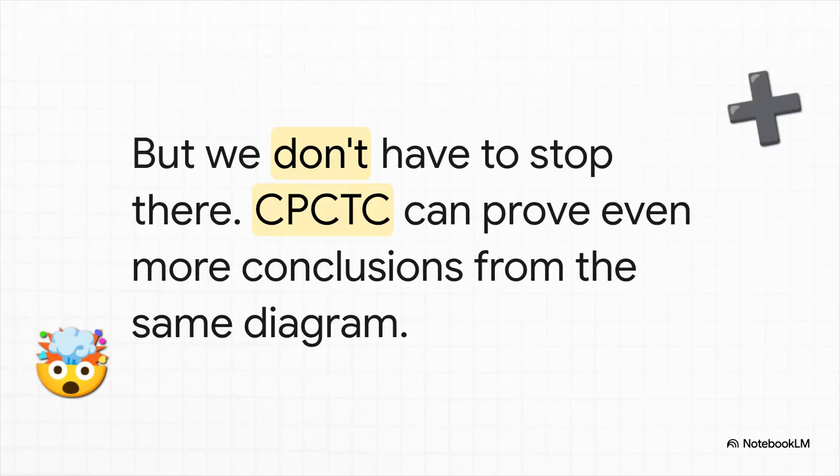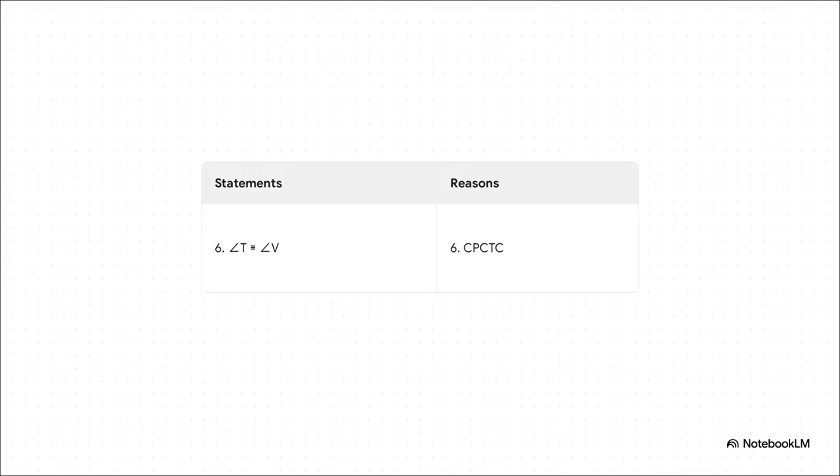But don't think the story ends there. The real power of CPCTC is that once you've done the heavy lifting of proving the triangles are congruent, you can draw all sorts of other conclusions from the very same diagram. For example, what if the problem had asked us to prove that the base angles were equal? Well, we would follow the exact same first 5 steps, but for our last step, step 6, we'd simply state that angle T is congruent to angle V, and again, we'd use CPCTC as our reason.